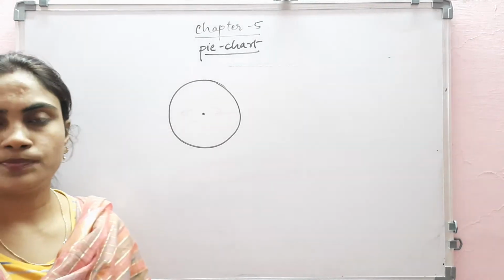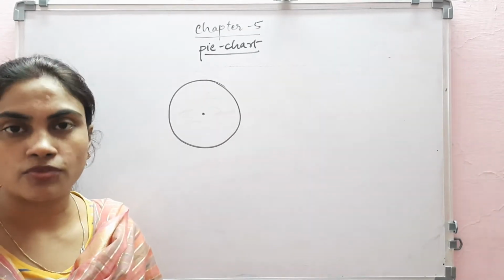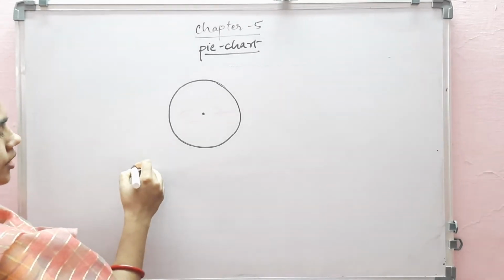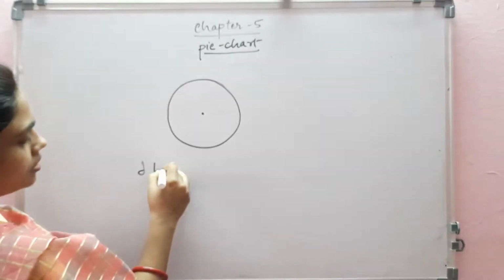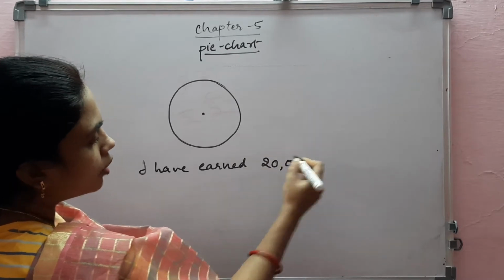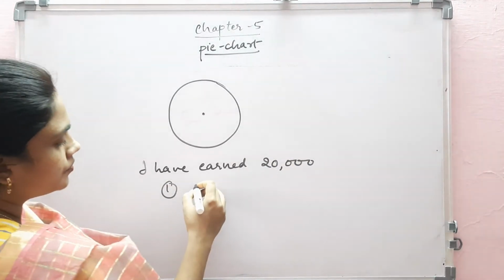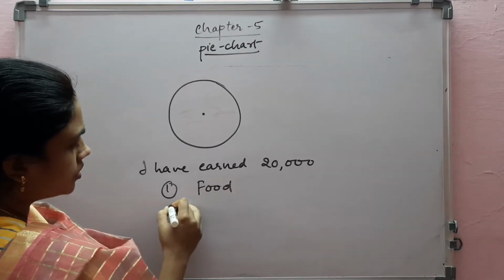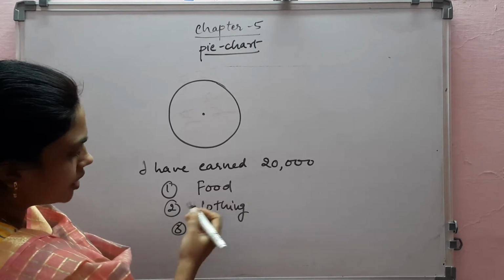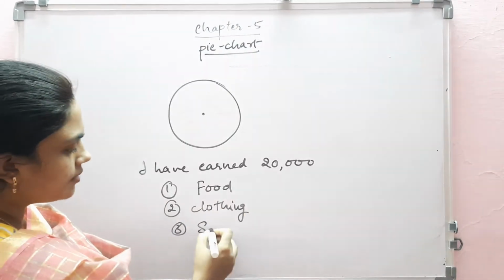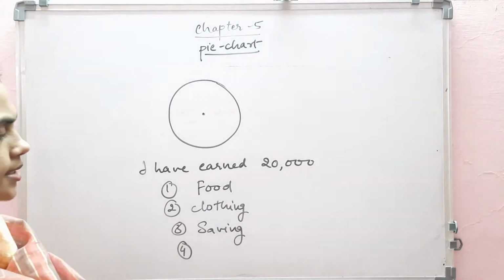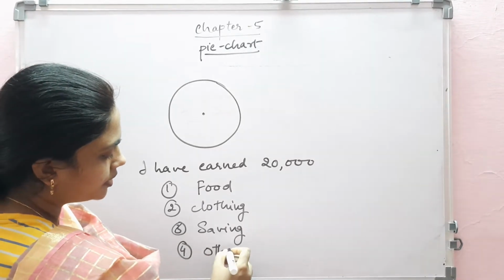Suppose I have to measure the expenses of a house in this graph. Suppose I have earned 20,000, out of which I expense on food, clothing, ration, or food, then clothing, then savings, and the second one, other items. Other items.